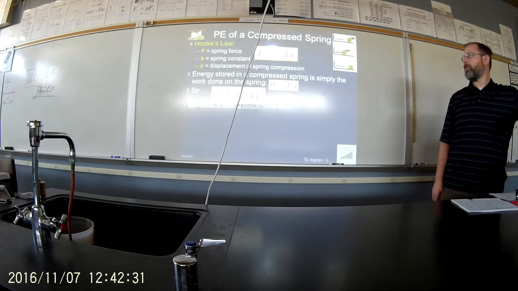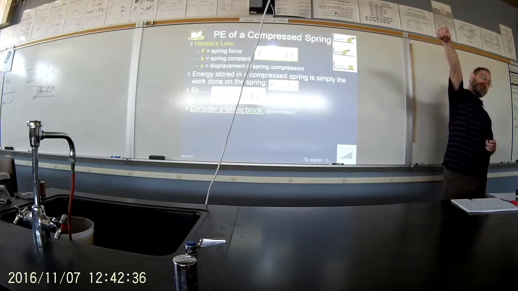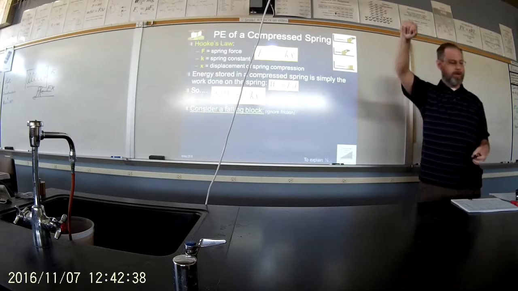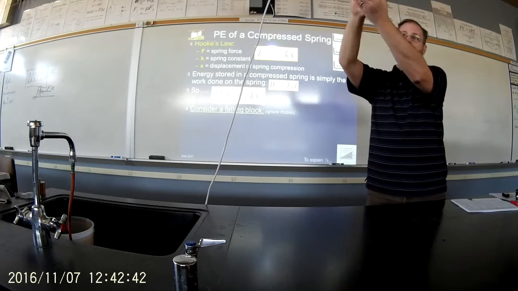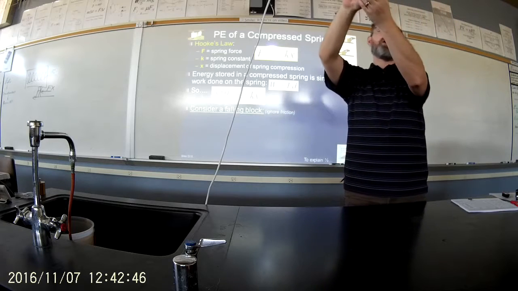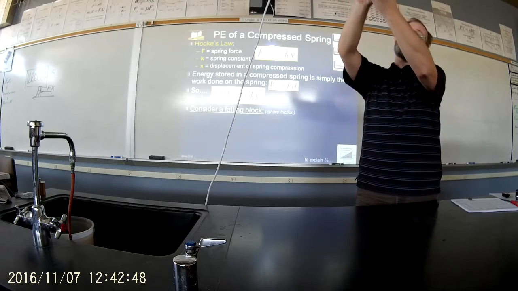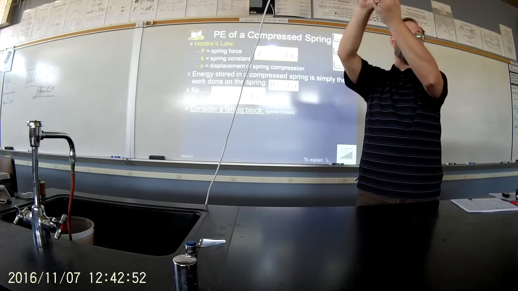Here's your sample exercise. Consider a falling block. So we're going to drop a block, and we're going to drop it onto a spring. You see the block? What color is the block? Yellow. It's a yellow block. We're going to drop the yellow block onto a spring. Now, the block is up over the spring. We're going to make the spring the reference point 0.